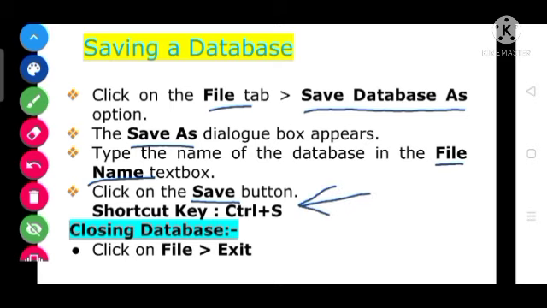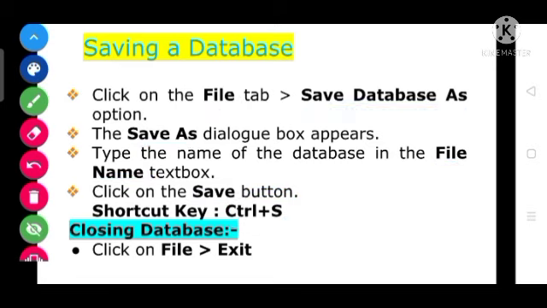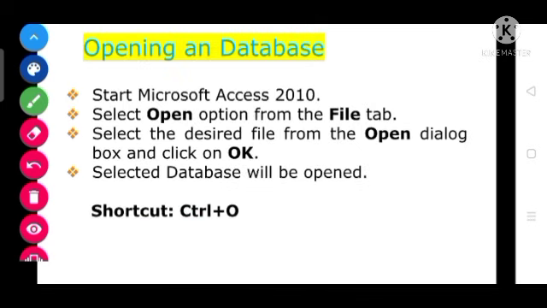We can also save by using the shortcut key Ctrl+S. Now if we want to move out of the database, if we want to exit from the database, then we can click on the file menu and then select the exit option. Automatically we will exit from the database. So I hope you all understood very well how to save a database as well as how to close a database.